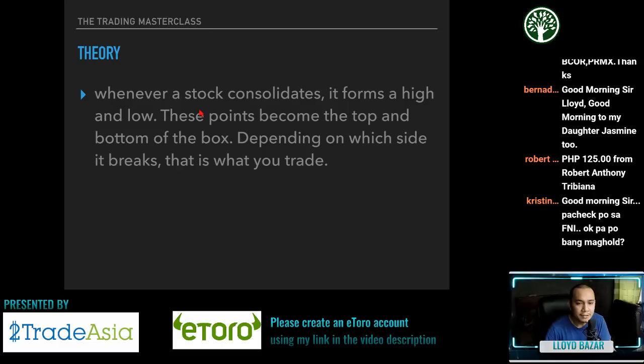Whenever a stock consolidates, so keyword is consolidate, you look for consolidation. It forms a high and low, right? It forms highs and lows, and then these points become the top and bottom of the box. Depending on which side it breaks, then that's what you trade. It's either you trade it sa momentum pataas, or if it goes down, you can use it for short selling, if ever may short selling na sa PSE. But this is how Darvas Box basically looks like, right?